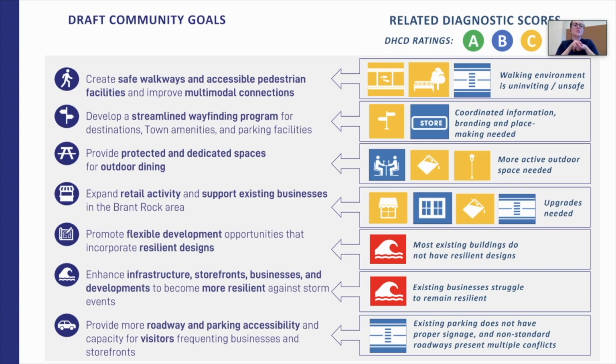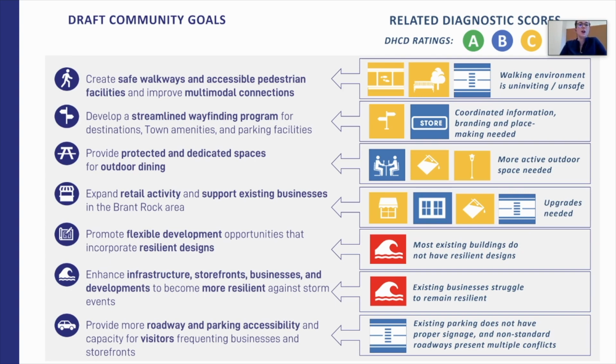Fifth goal is to promote flexible development opportunities that incorporate resilient designs. There's not a DHCD diagnostic for this, but I'm sure everyone can say this receives a score of F, where there's definitely a need to promote resilient designs and make sure that developers and businesses have the tools and resources to create development that is resilient. Sixth goal is to enhance infrastructure, storefronts, businesses, and developments to become more resilient against storm events. Related to goal 5 a little bit, again, it receives a score of F, with no particular DHCD diagnostic, but we want to highlight that we're aware that businesses do struggle and have a hard time coping with being resilient against these storm events and coastal flooding.